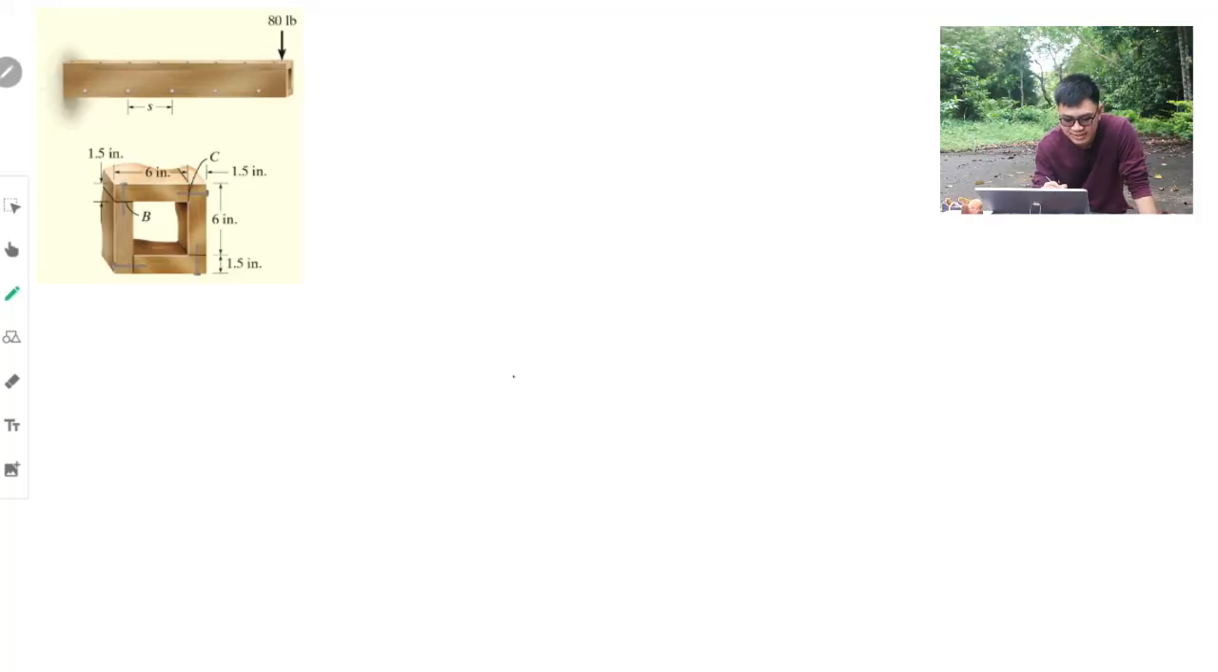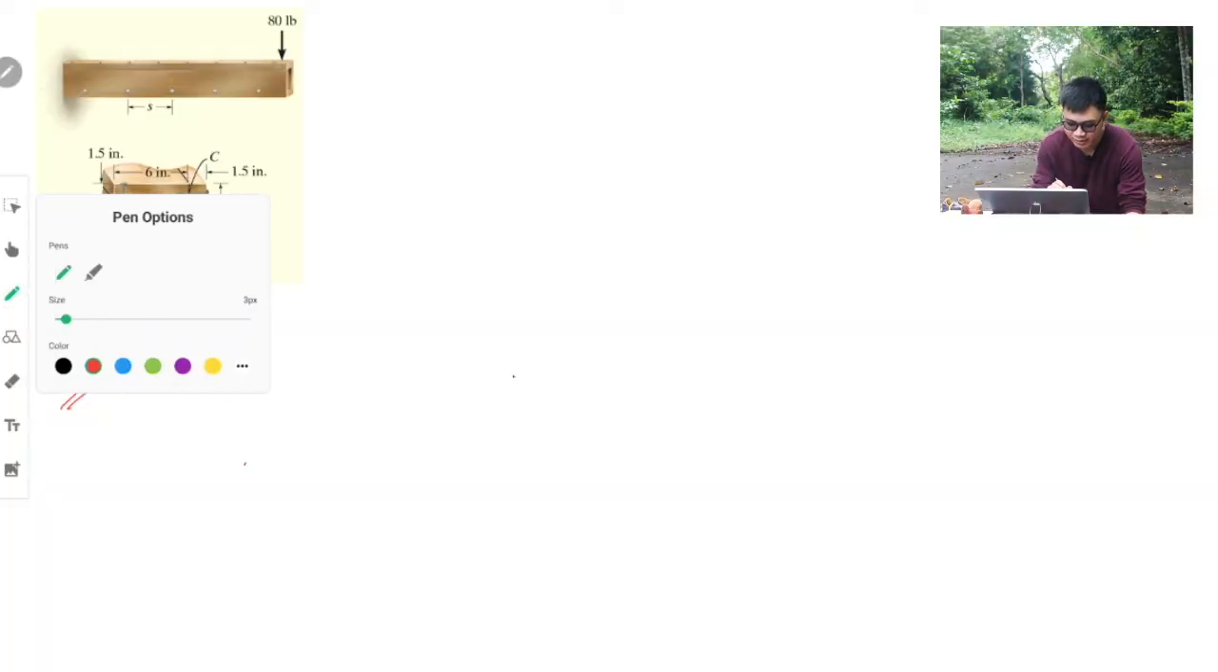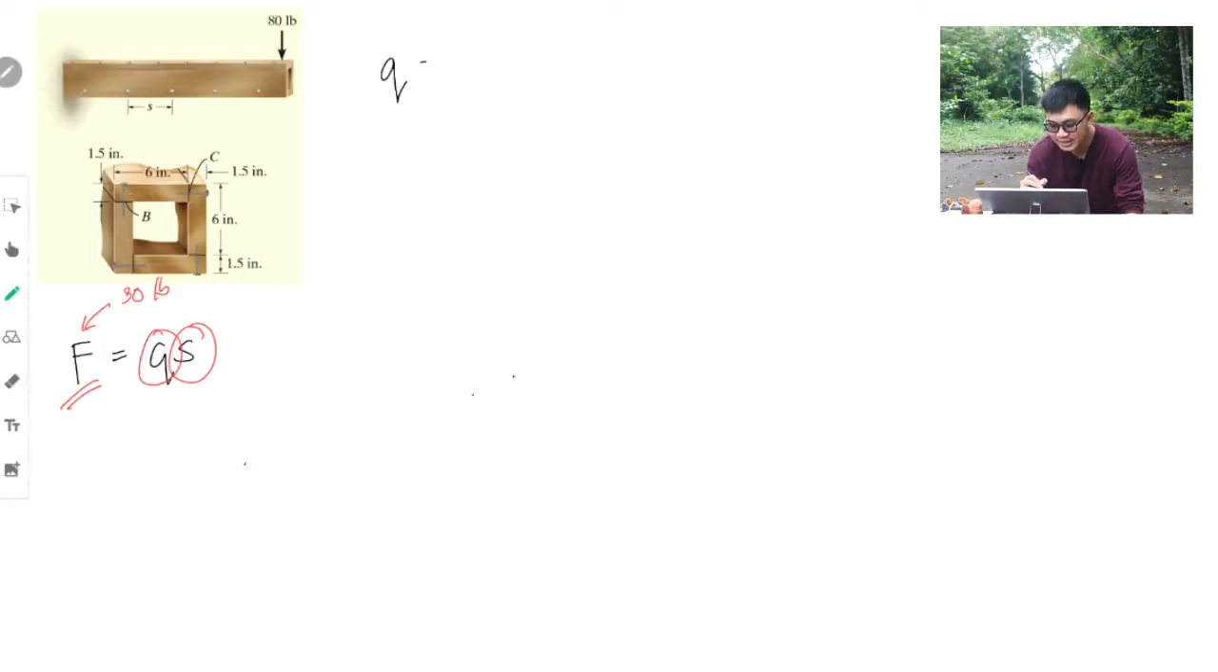So that is what we will find. How can we solve for that? We understood that we have this equation F is equal to q multiplied by s. And this is what we're looking for, the spacing, because your F is given as 30 pounds. And your q, we still have to look for. So, we still have to use the equation q is equal to VQ over I.